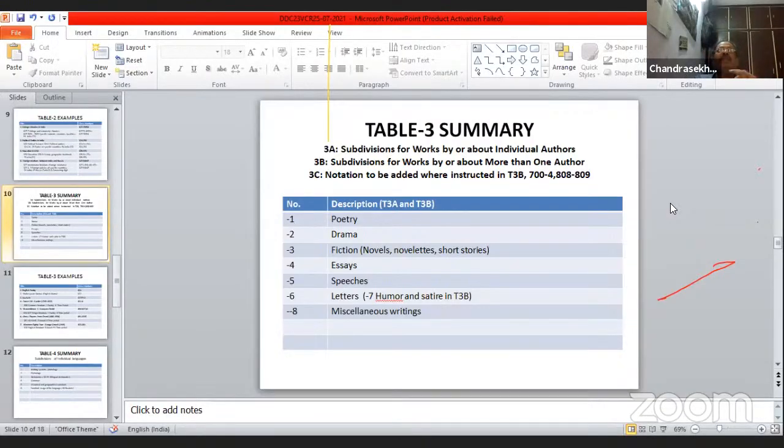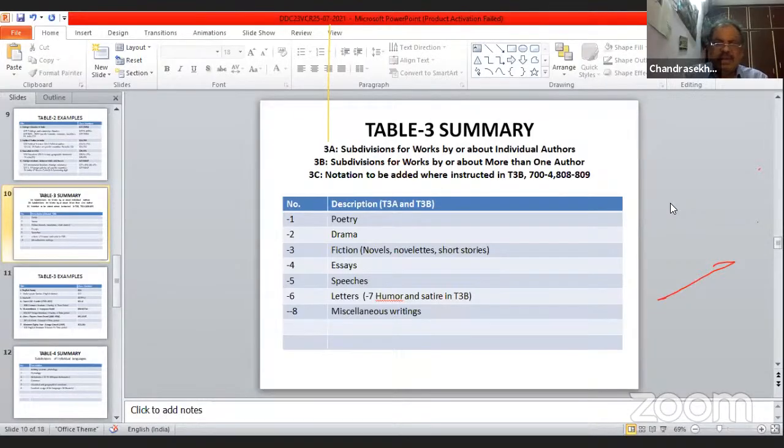So table 3 numbers are given to 800 literature. So your basic point you understand. So at the beginning of the table 3, they give you the instructions there. This table 3 is applicable to literature only. Literature is 800.